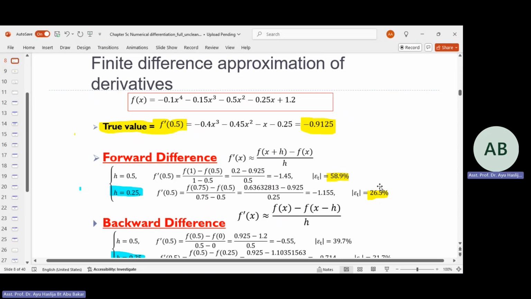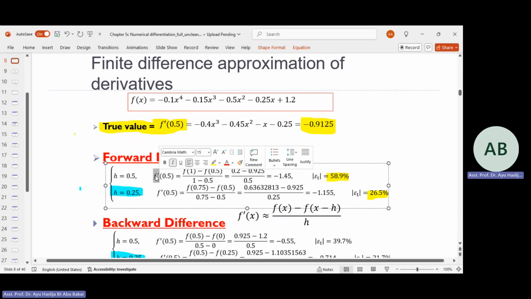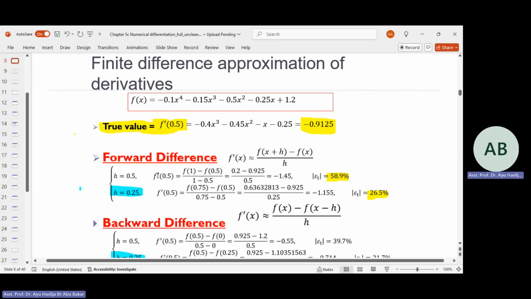But previously, you are being introduced to only first derivative. Okay, first derivative means F apostrophe, one apostrophe only. Now, what's the difference between forward, backward, and centered differentiation? Do you remember? Okay, never mind.